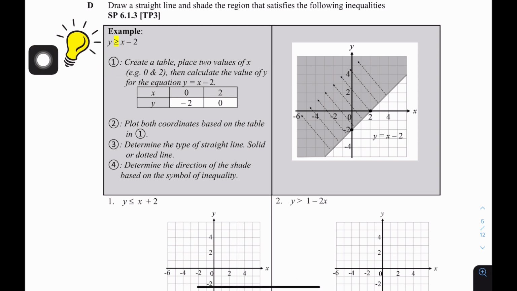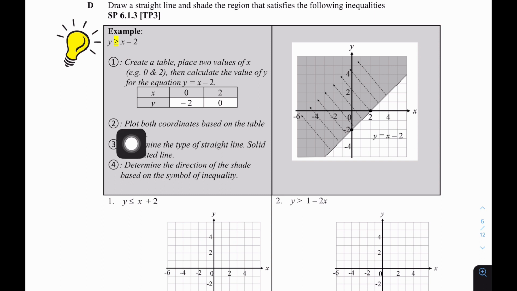Okay, look at this. Step 1, create a table. Place two values of x, for example 0, 2. Then calculate the value of y for the equation y equals x minus 2. Kita buat dulu dua table. For example kita letaklah 0, 2. Bila kita masukkan dalam equation ni, when x equals 0, y equals negative 2. When x equals 2, y equals 0.